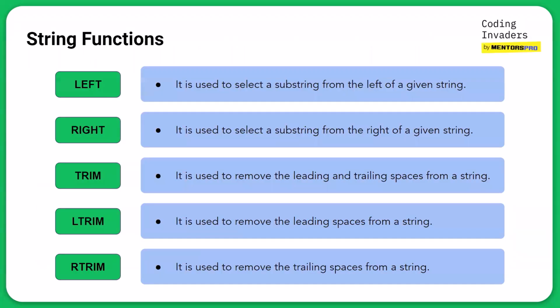Now to summarize, in this lesson we have learned the string functions LEFT and RIGHT. As the name suggests, LEFT is used to select a substring from the left, and RIGHT is used to select a substring from the right of a given string. LTRIM, RTRIM and TRIM are used to remove the leading and trailing spaces from a string. Well, in this lesson, we have learnt some of the string functions. In the coming lesson, we will learn other string functions such as SUBSTRING, CONCAT, REPLACE, etc. So stay tuned. Thank you.